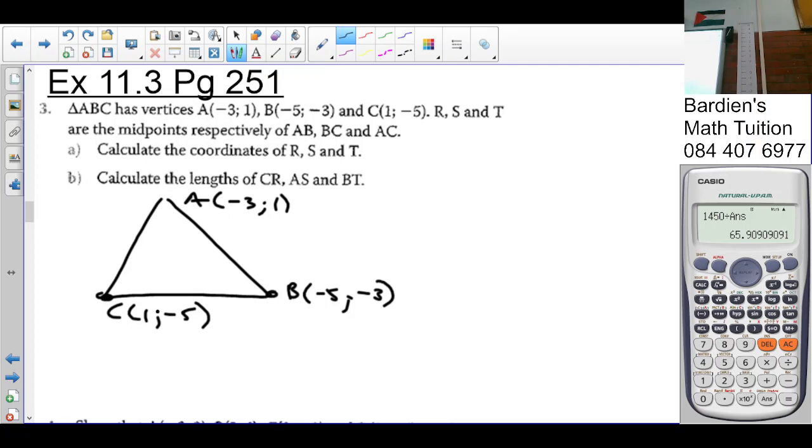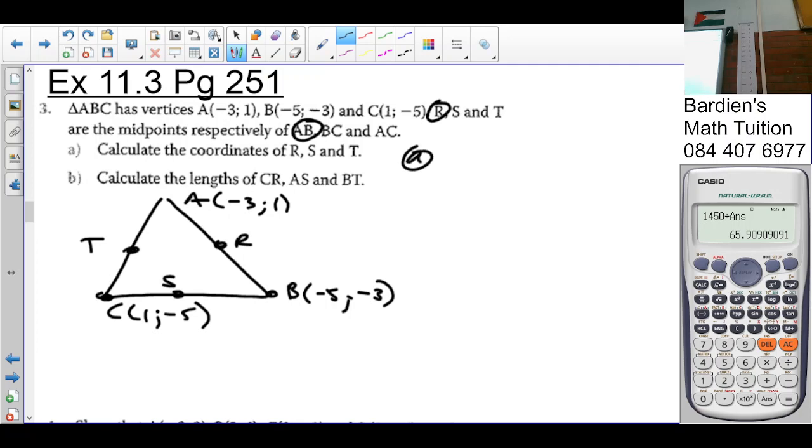So R, S, T are the midpoints respectively. So R corresponds with AB. So R respectively means to say in that order. So AB, there's R. S, which is BC. And we have AC to be T. Okay. A says, calculate the coordinates of.